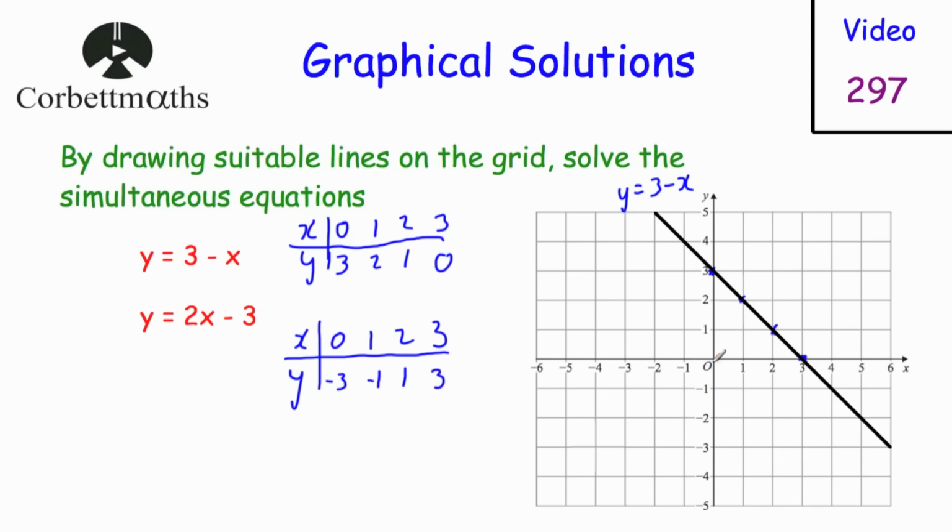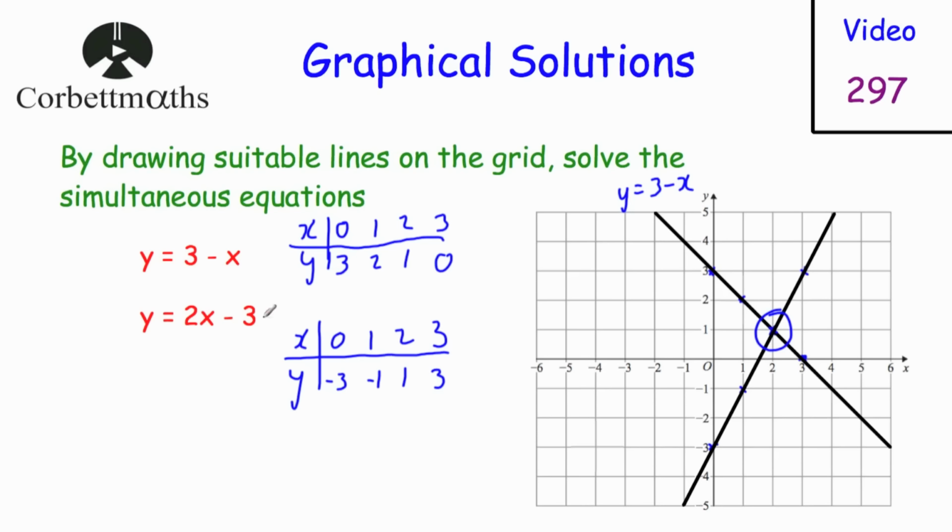So let's plot them. 0, minus 3, 1, minus 1, 2, 1, and 3, 3. And get our ruler and pencil, we'll draw a nice straight line through those points. And as you can see here, the two straight lines meet at the point 2, 1. This is the point of intersection here, 2, 1, there. So that means they meet at the point 2, 1.